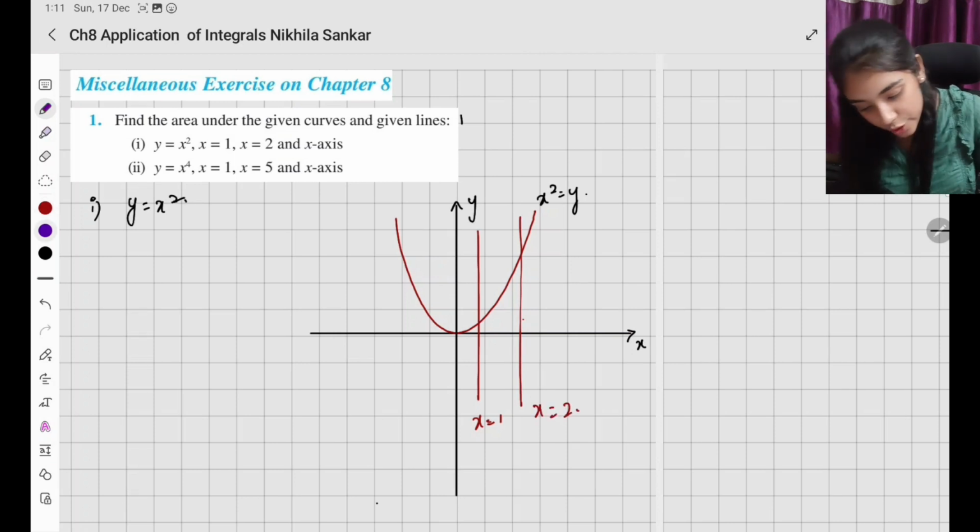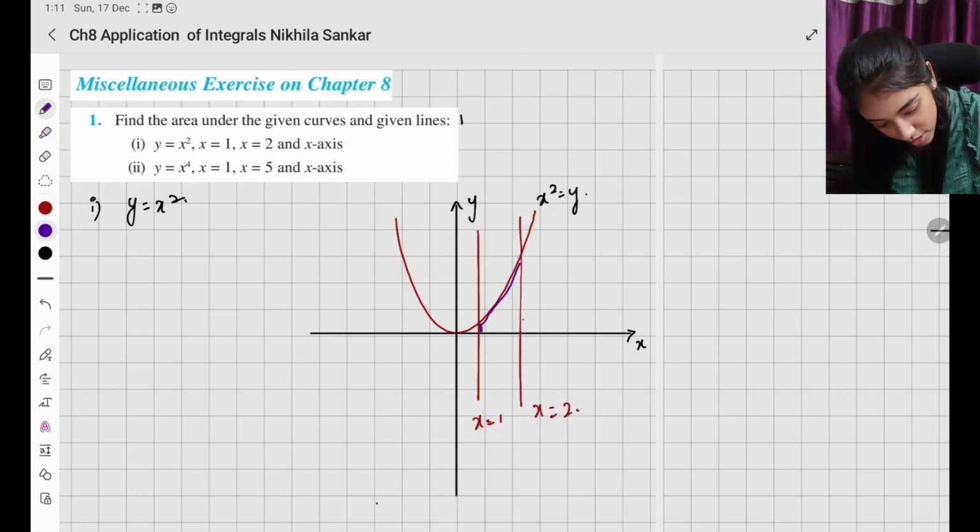So what is my curve going to look like? What is my shaded region? It is going to be from here until here. Correct? So this is going to be my shaded region.